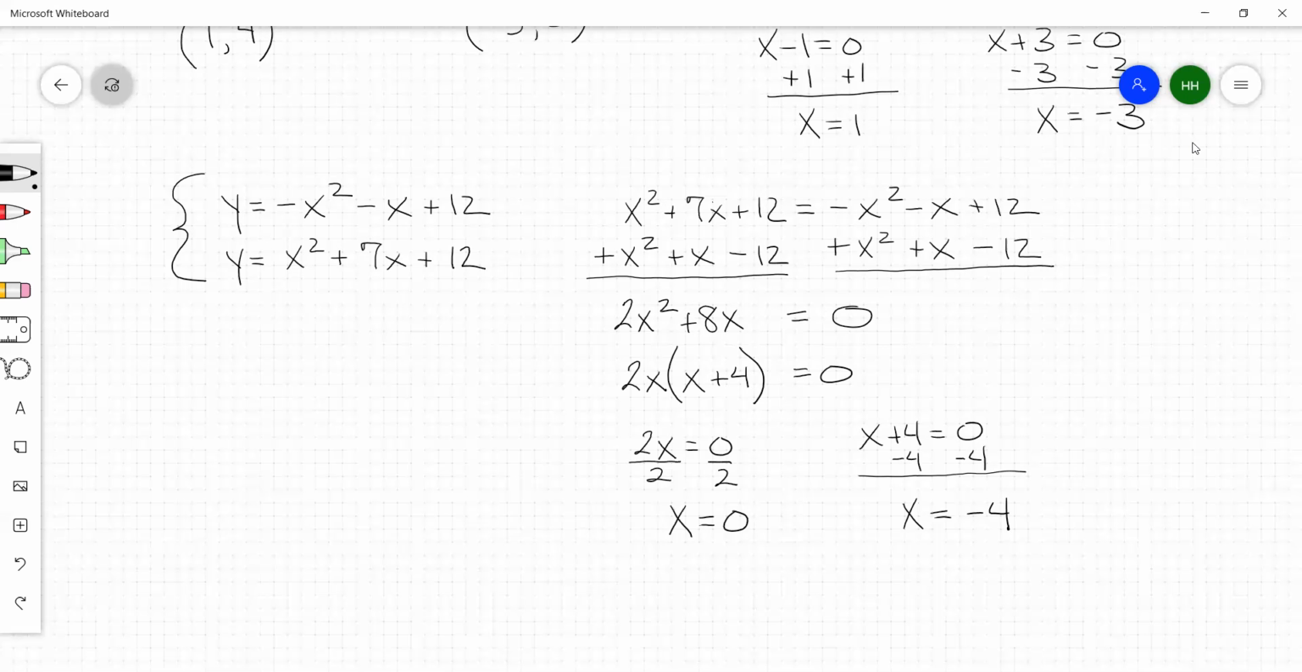And now you take each of those individually, and you substitute them into one of the equations and you solve for y. So I'm going to substitute into this bottom equation. So I'm going to get y equals 0 squared plus 7 times 0 plus 12. So y is equal to 12 when x is equal to 0. So there's your first solution. That's 0 for x, 12 for y.